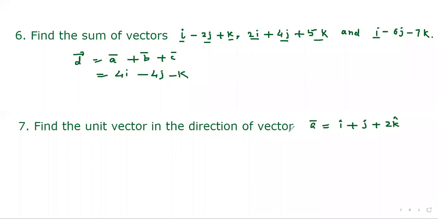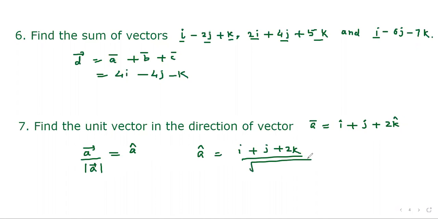Now find the unit vector in the direction of vector A. The rule says that the unit vector in the direction of vector A will be given by vector A divided by its modulus. This is denoted as A cap. So here A cap will be the same vector, i plus j plus 2k, divided by the square root of the modulus. Modulus means coefficients are squared and summed up. So 1 square plus 1 square plus 2 square. So that is i plus j plus 2k divided by root 6.